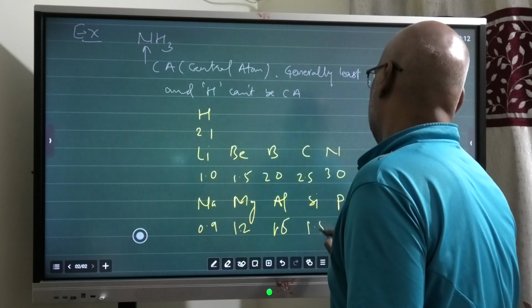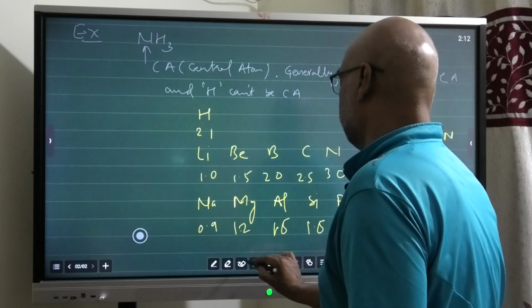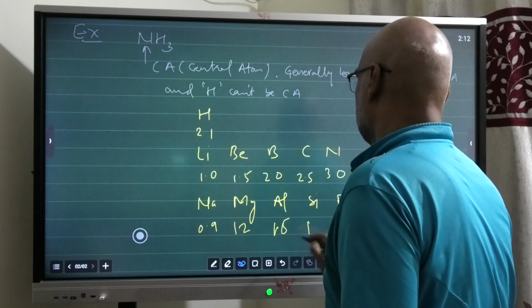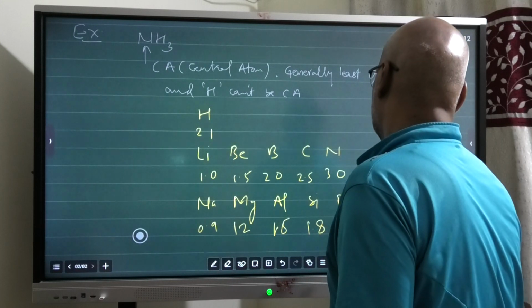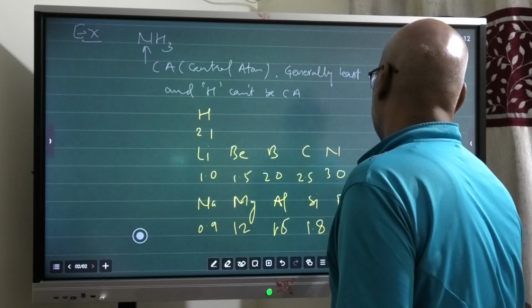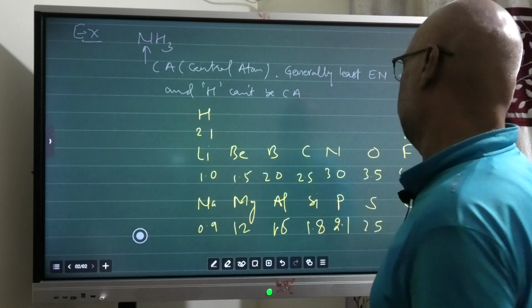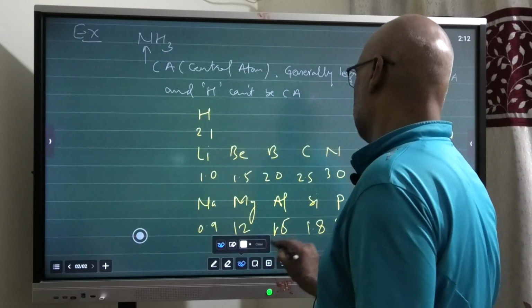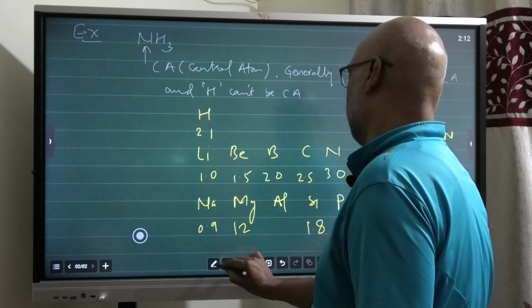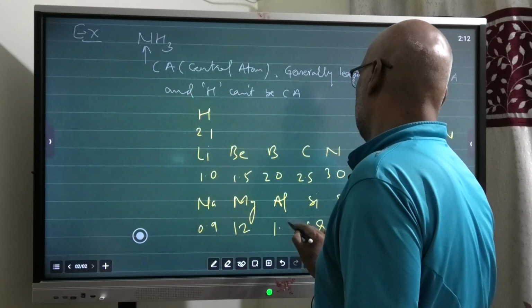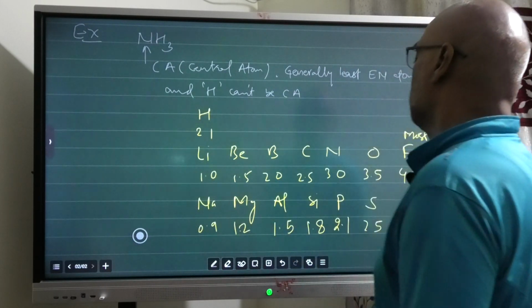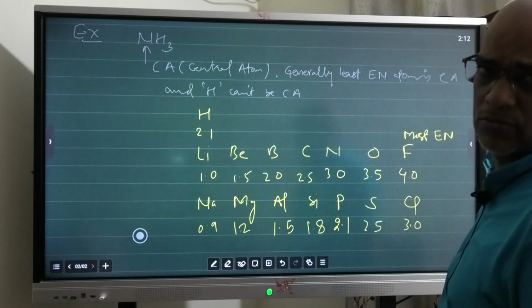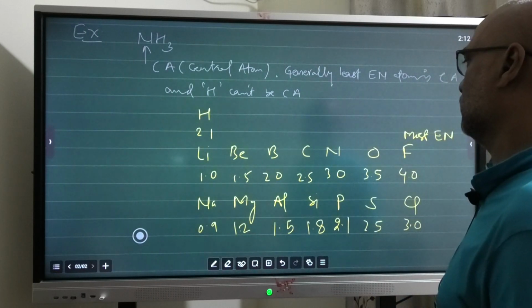Then 1.8, then obviously 2.1, okay. Difference of 0.3. I'll change this value properly. It is 1.5. It is 1.2. Got it? So similarly, we can remember the values of the electronegativity.